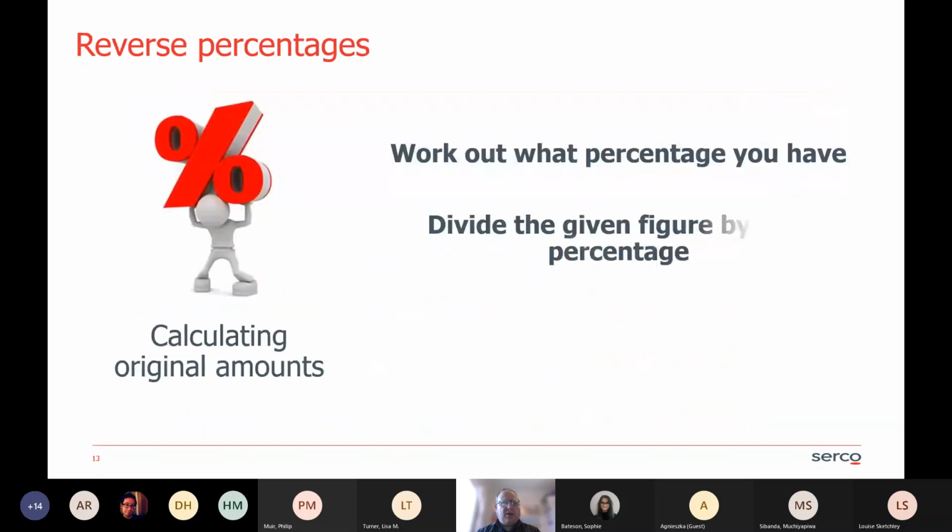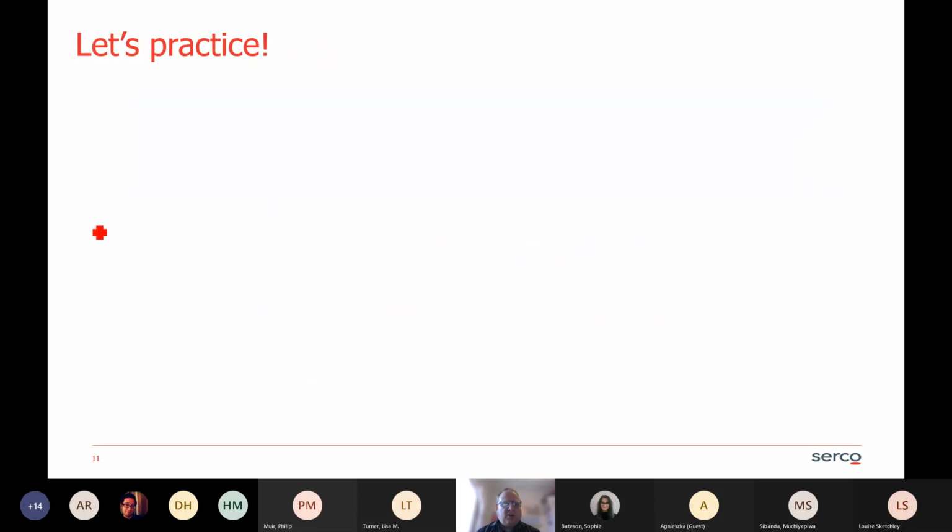Down with the answers. There we go. So what we need to do is first we'll work out what percentage we have. Is it higher or lower? We divide that figure by the percentage that we've got, and we multiply it by 100 to get our 100% figure. So if I go back up a little bit, if you'll let me. There we go. So let's practice.